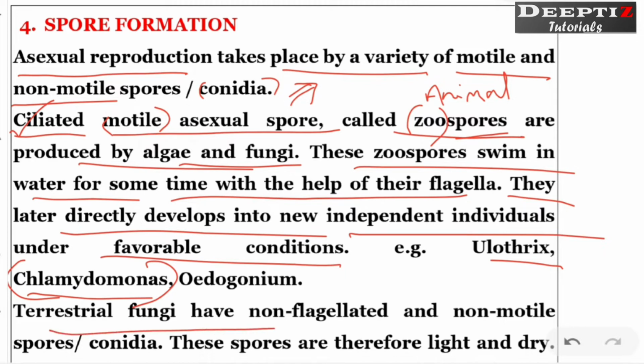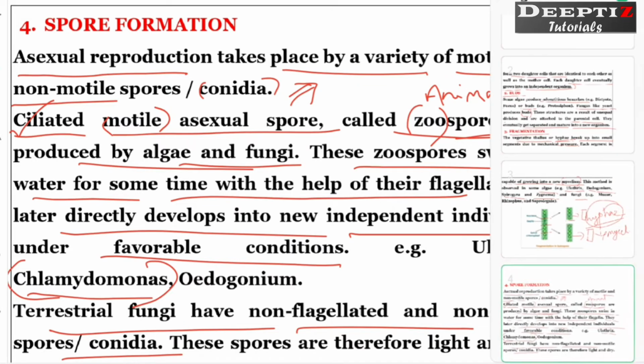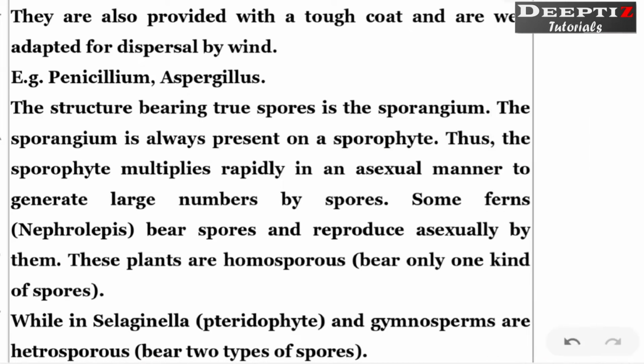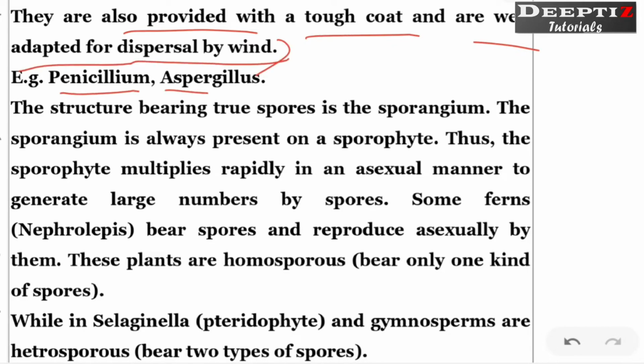Now some of the terrestrial fungi produce non-flagellated and non-motile spores which are also termed as conidia. Since these are non-motile, they are lightweight. Why? Then only some external agencies can take them from one place to another. They are also provided with a tough coat as well as adapted for dispersal by wind. Examples are Penicillium and Aspergillus. These are some of the fungal species. I will show you the image in the next slide.